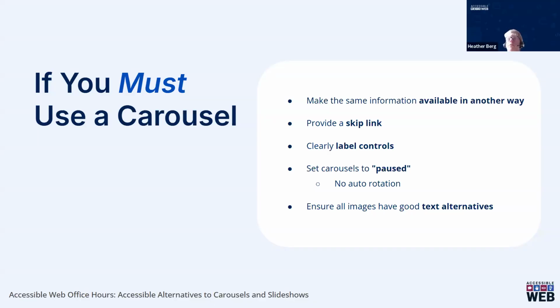So the first tip and suggestion we have here is to make the same information that's presented in the carousel available in another way. So for example, maybe you have, I don't know, a garden center and you want to highlight some new items for spring, so you pop them in your carousel. You want to also make sure that on that homepage you have a heading dedicated to that content with accessible, labeled links so that a user can skip over the interactive widget and also find the same information.